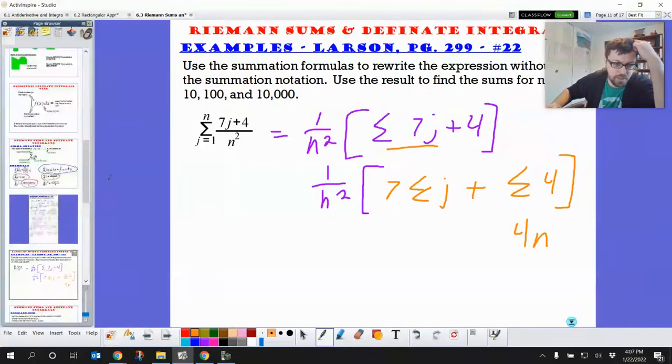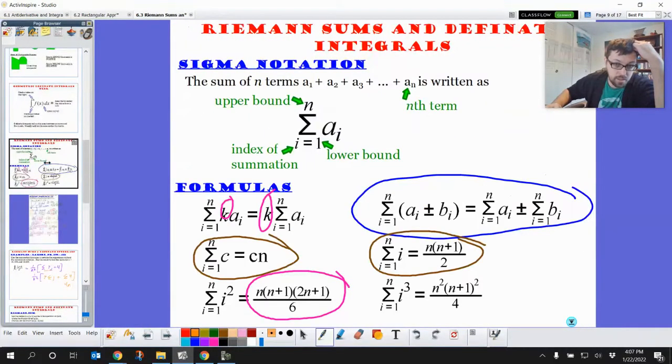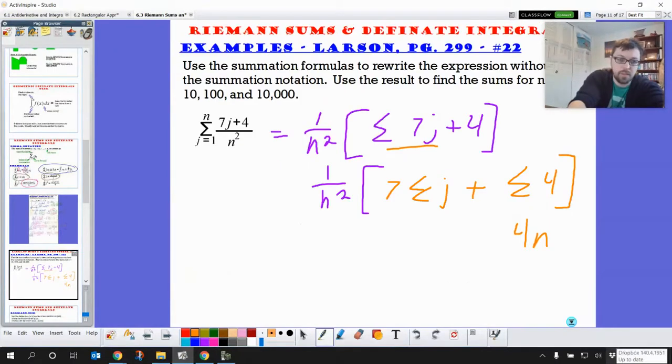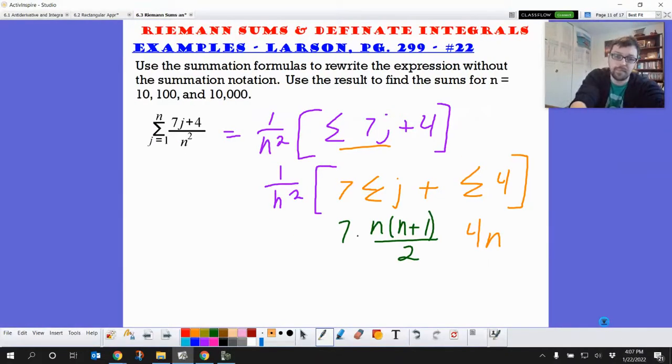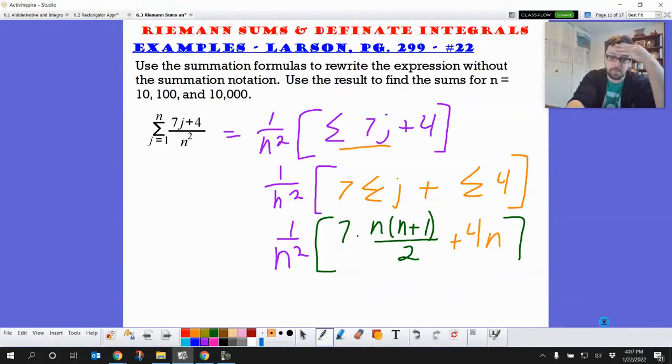What is just a j again? So if it's just an i, it is n plus 1 over 2. So this is 7 times n plus 1 over 2. They're using a j here instead of an i. It means the same thing. And then this is all being multiplied. Oh, there's a plus. 1 over n squared. Okay, so let's clean this up.